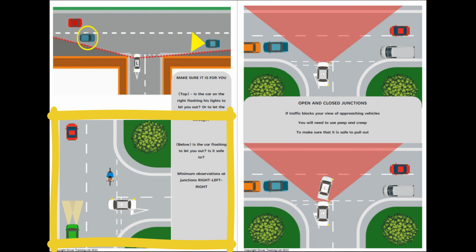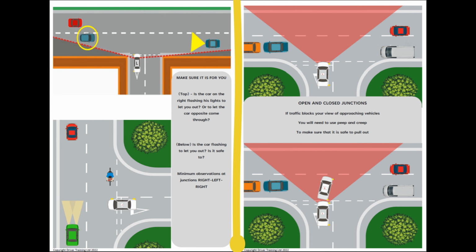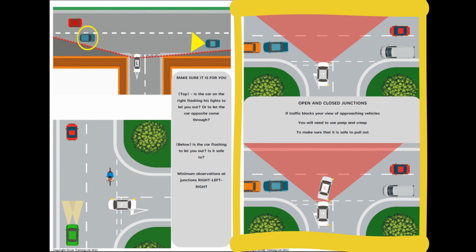In our picture on the right, we've got the traffic or even parked vehicles either side. So we know we have to use what's called peep and creep, where we need to come out slowly forward and then see if it's clear before we decide whether to keep going or not.